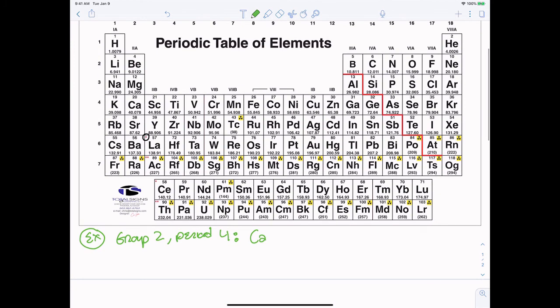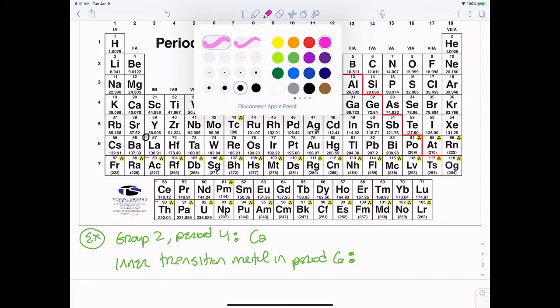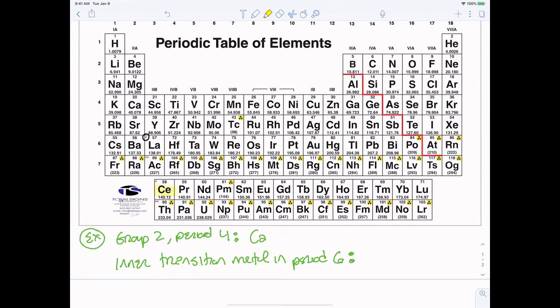How about an inner transition metal in period 6? And I'm just looking for one example, so what do you guys think? What's an example? Yeah, you have lots of options this time. So you could pick anything. Remember, this is the one that's part of period 6. You could pick any of those. So if you picked any of those, you're correct. If you pick something that's not one of those, then you got it wrong. Sorry.